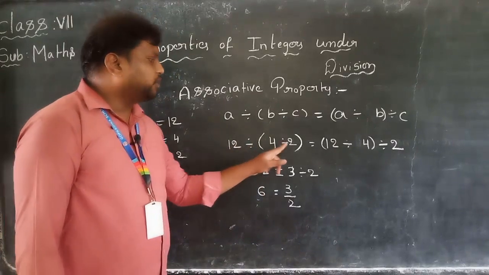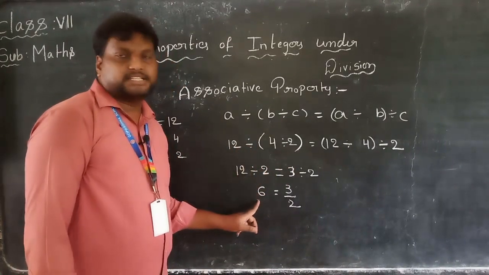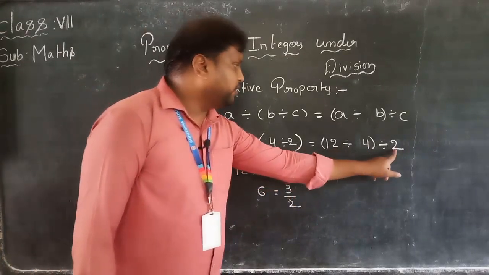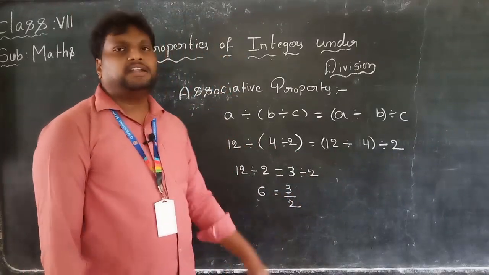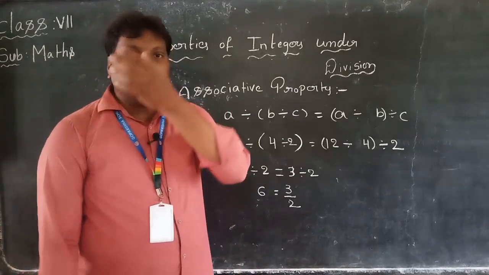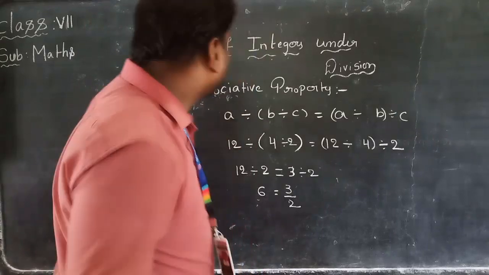Then 12 divided by 4 divided by 2: 4 divided by 2 is nothing but 2, then 12 divided by 2 is 6. Like that, 12 divided by 4 means 3, and 3 divided by 2 means we will get a fraction. LHS is not equal to RHS. That's why the associative property is not applicable for the division operation of integers.